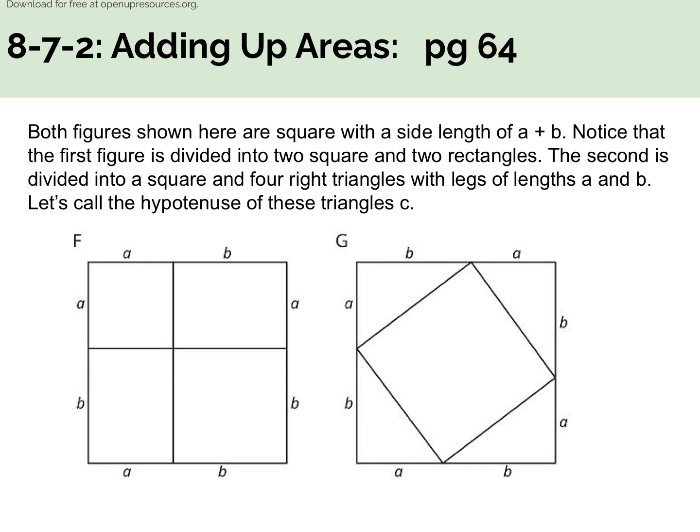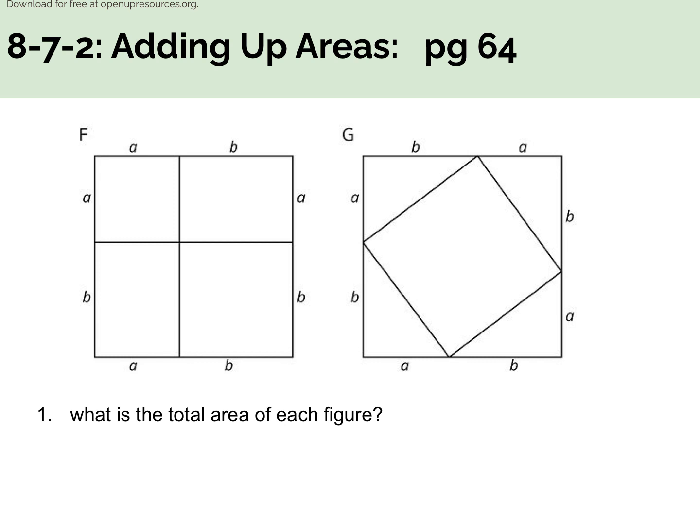Let's go ahead and turn to page 64. And so both of these figures shown here are squares with a side length of a plus b. Notice that the first figure is divided into 2 squares and 2 rectangles. The second is divided into a square and 4 right triangles with lengths of a and b. Let's call the hypotenuse of these also c. So we're going to be working with this figure and figuring out some things. So first of all, let's go ahead and find just the area of F and then the area of G. So go ahead, pause, answer that question, and then come back to me.